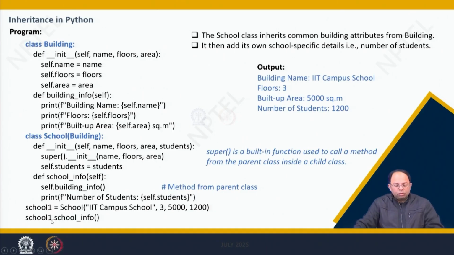And then I call school1.school_info, and when I call school_info, automatically building_info is called, right? Because it is part of the school_info function. And then it prints the number of students eventually. So within building_info, what is there? It will print the building name, floors. So eventually we see all the data will get printed. And as you can see in the output over here, building name, floors, built up area, number of students, all gets printed. The first 3 come from the parent class and the parent class function, and the last one comes from the child class function.